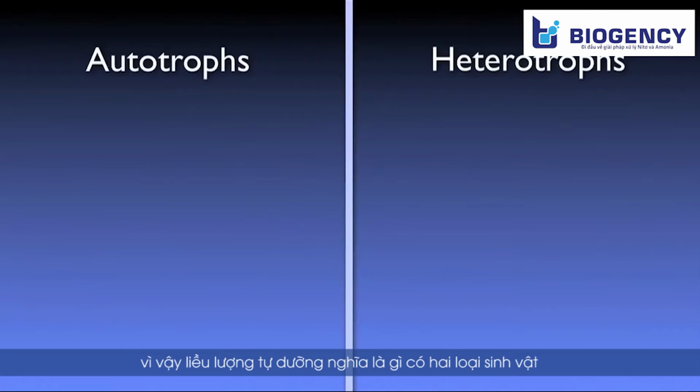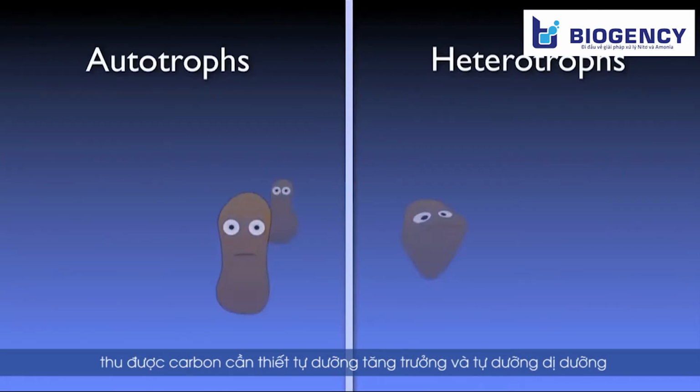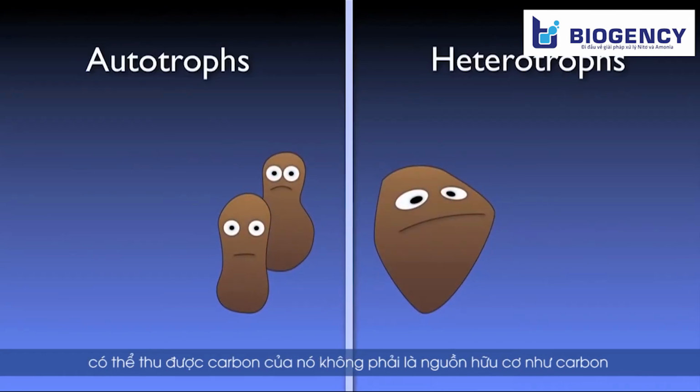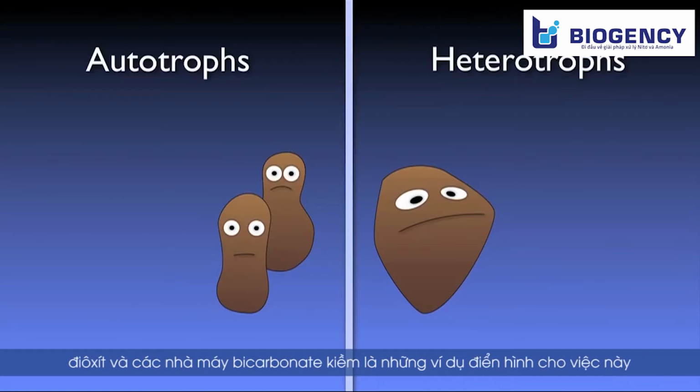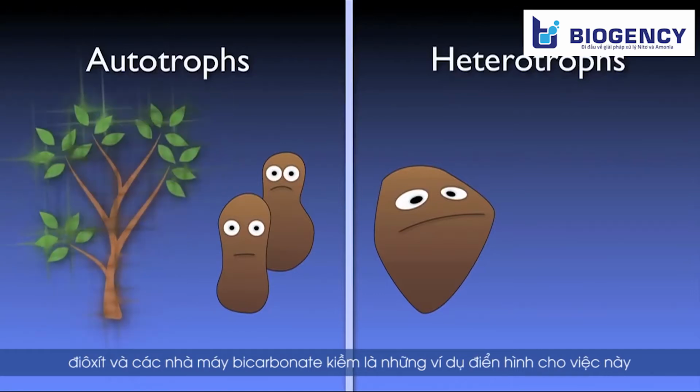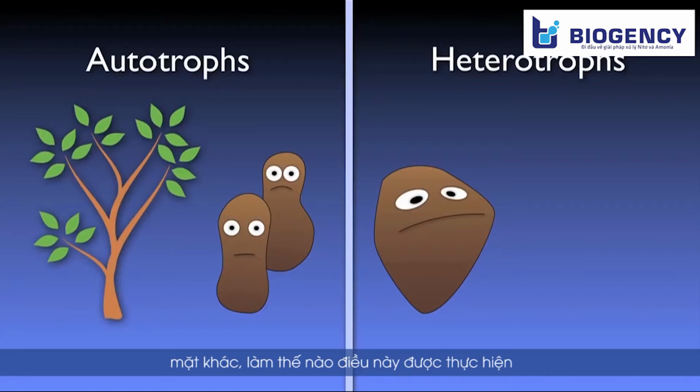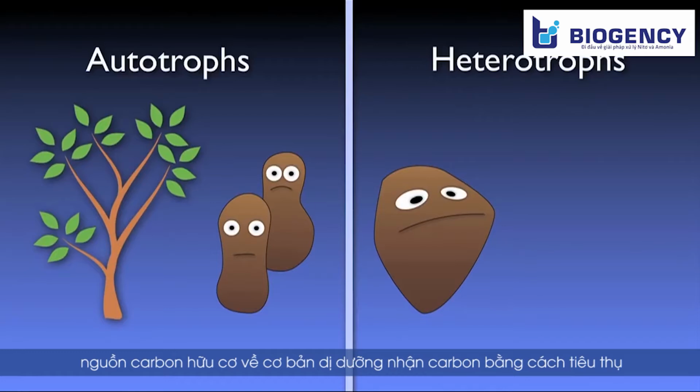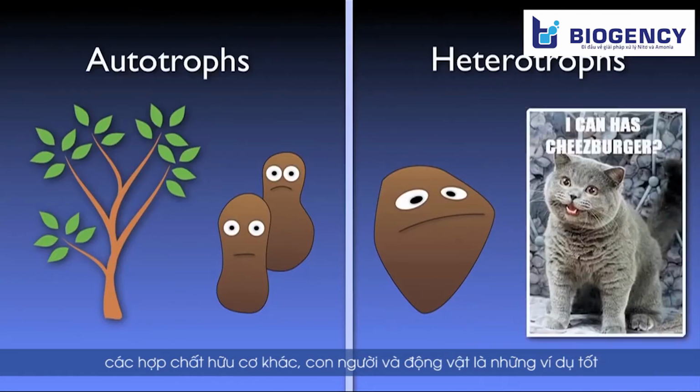There are two broad categories for how organisms obtain carbon required for growth, autotrophs and heterotrophs. Autotrophs are able to obtain their carbon from non-organic sources, such as carbon dioxide and the alkaline bicarbonate. Plants are good examples of how this is done. Heterotrophs, on the other hand, require organic sources of carbon. Essentially, heterotrophs get carbon by consuming other organic compounds, humans and animals being good examples.